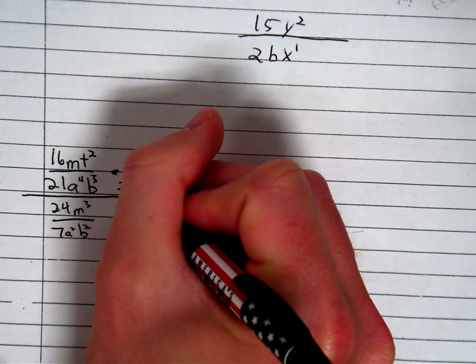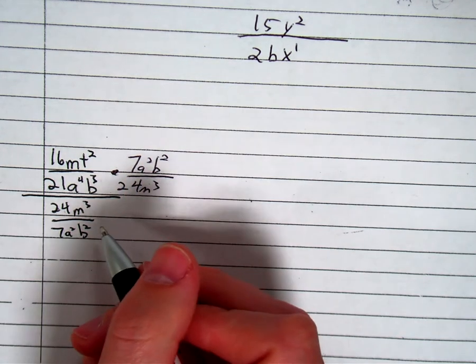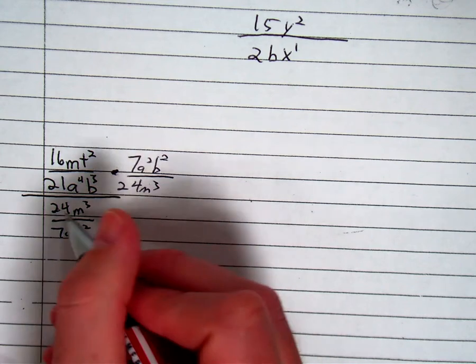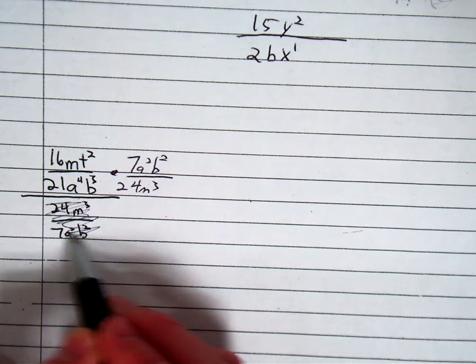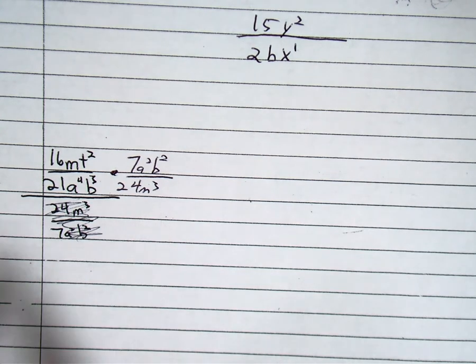Alright, so we got 21 m to the third. Move this up to the top, change it to multiplication, I flipped them upside down. Okay? Alright, so we're going to hit pause there for just a couple seconds. Give you a minute or two head start and we'll see how you did. Alright, let's have you hit pause right there.